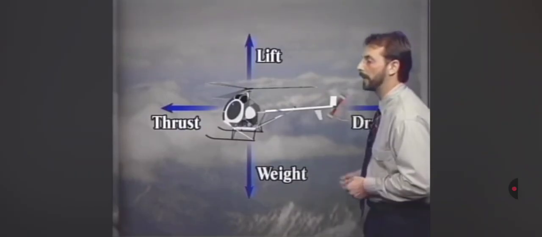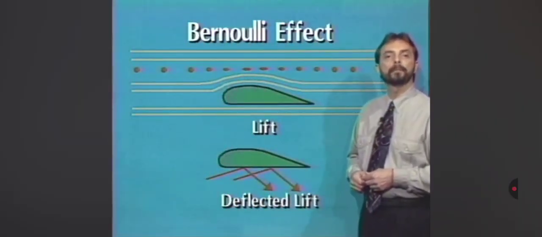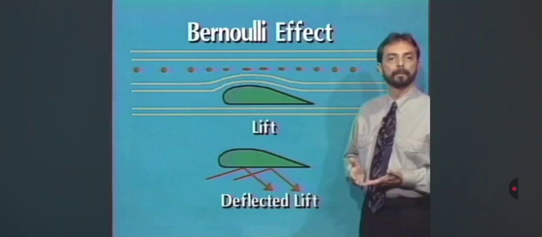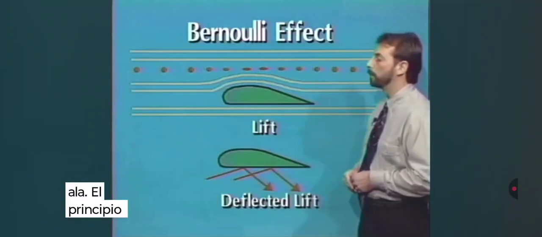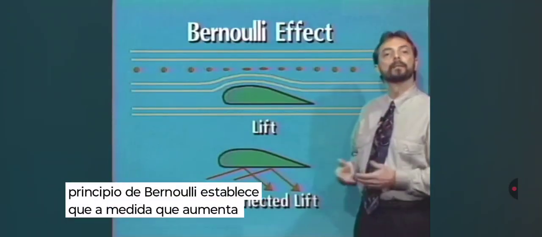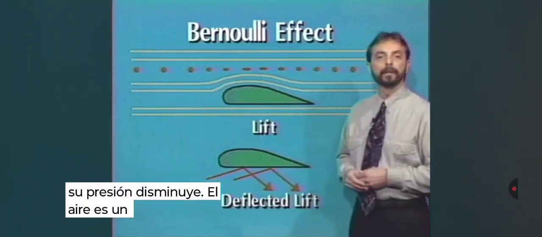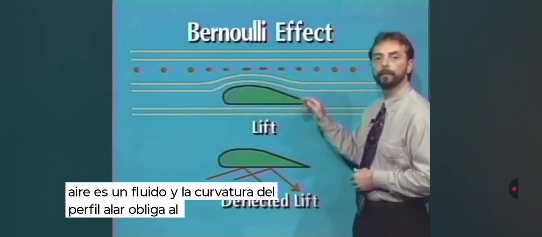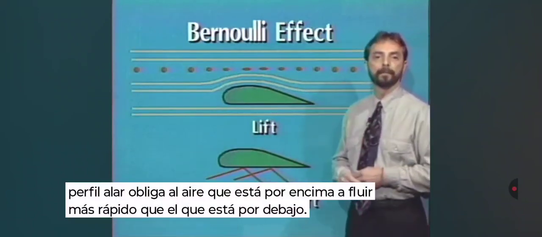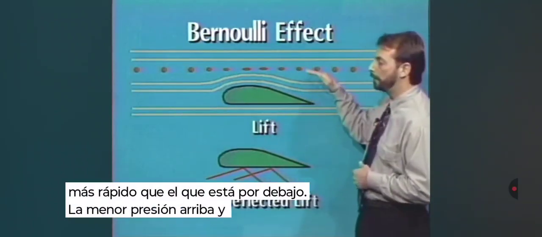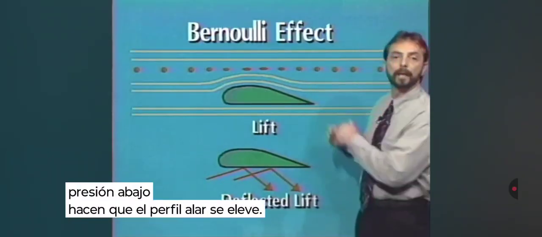Let's look at each force separately. Lift is an upward force created by the movement of an airfoil through the air. An airfoil is more commonly called a wing. Bernoulli's principle says that as the velocity of a fluid increases, its pressure decreases. Well, air is a fluid, and the curvature of the airfoil forces the air above it to flow more quickly than the air below it. The lower pressure above and the higher pressure below cause the airfoil to rise.